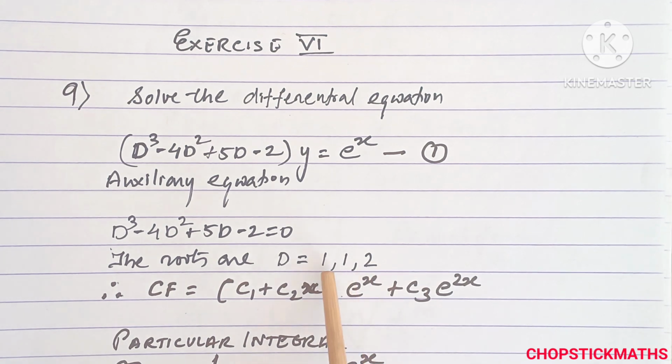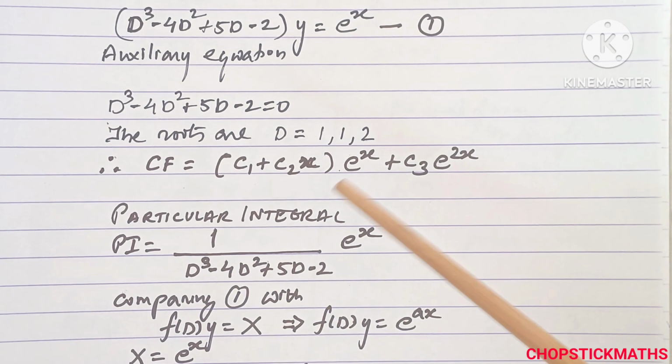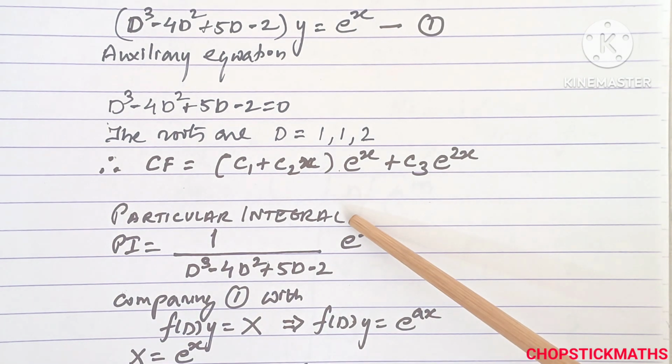Now if you see, this root 1 is repeated 2 times. And the second root is 2, which is a non-repeated root. So the complementary function will be (c1 plus c2 x) into e raised to x plus c3 into e raised to 2x. Now let us find the particular integral.